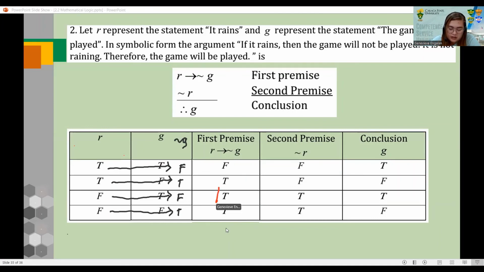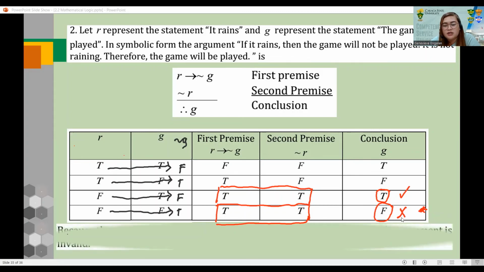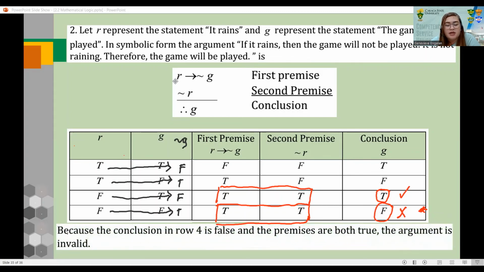In row 3, both premises are true, and the conclusion is true, so that is okay. But in row 4 you have true, true, and the conclusion is false. So this is an invalid argument because of row 4, since there are two true premises and a false conclusion. Therefore, this is an invalid argument.